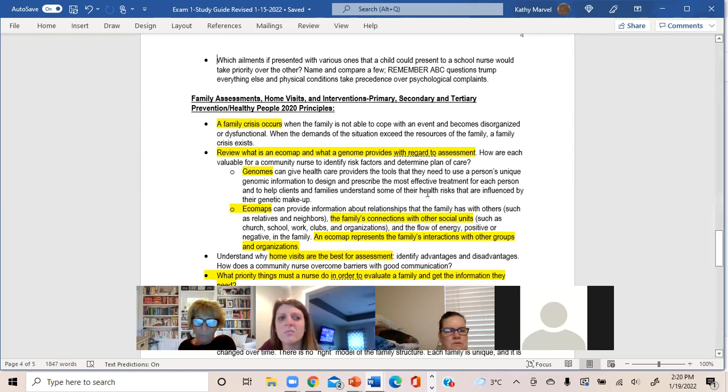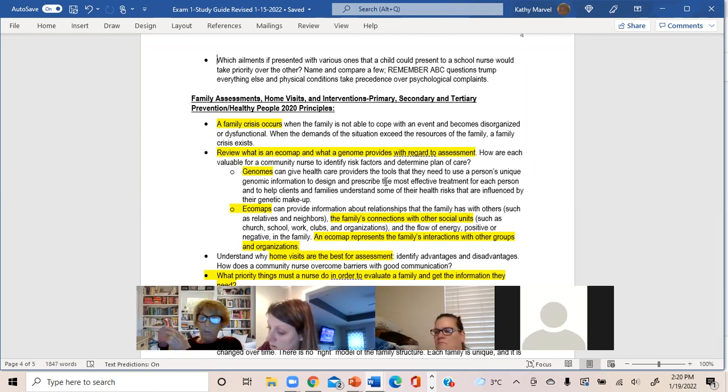It helps clients and families understand some of their health risks that are influenced by their genetic makeup. For me, I didn't have health risks from a genetic makeup, but going through some other testing, we figured out where it came from. But you look at families with a history of alcoholism, heart disease, cancer. These genograms are excellent tools as part of your family assessment.